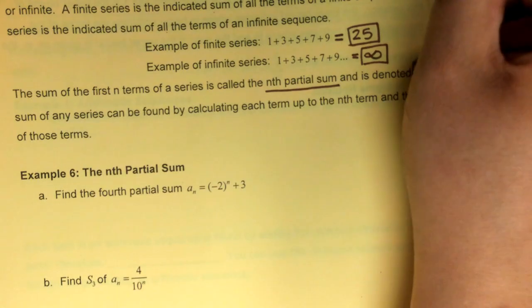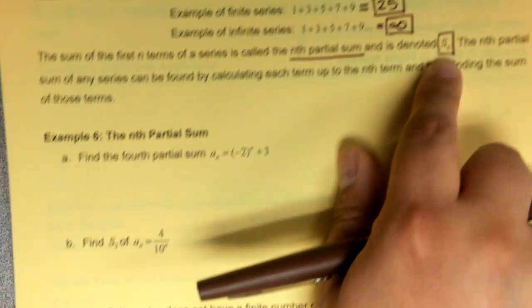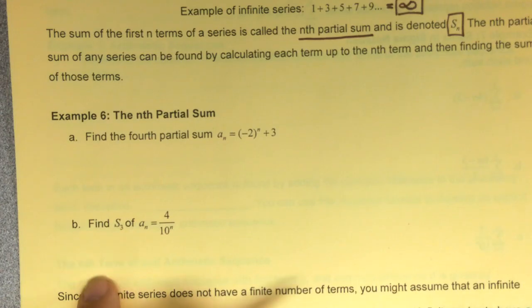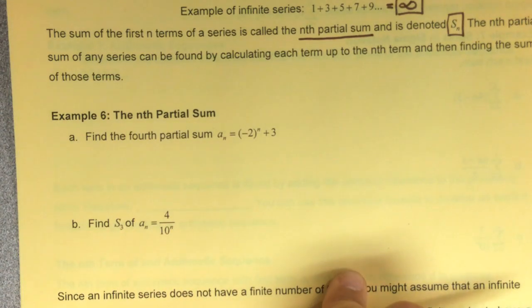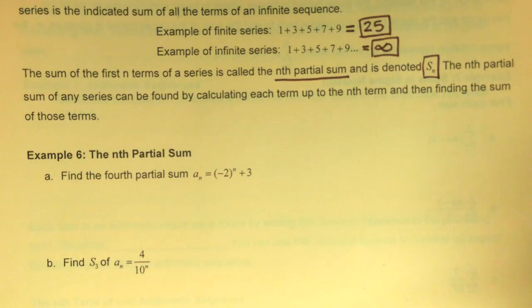I also sometimes am going to denote it by doing S sub n. So do you see right here, find S sub 3? What am I asking for on this problem? The sum of the first 3 numbers. Okay? The nth partial sum of any series can be found by calculating each term up to the nth term and then finding the sum.